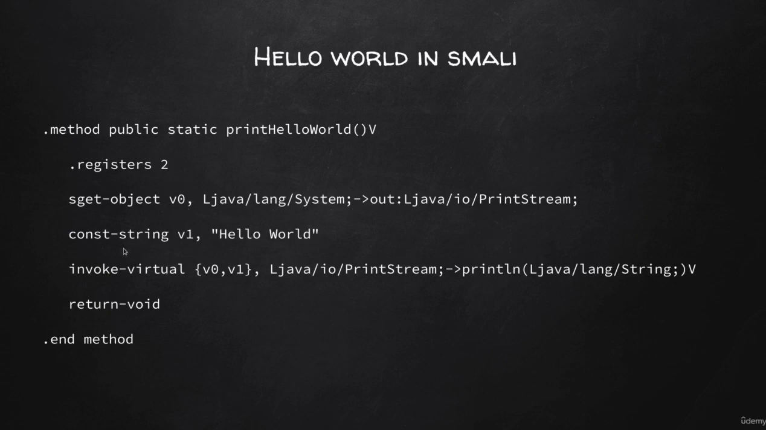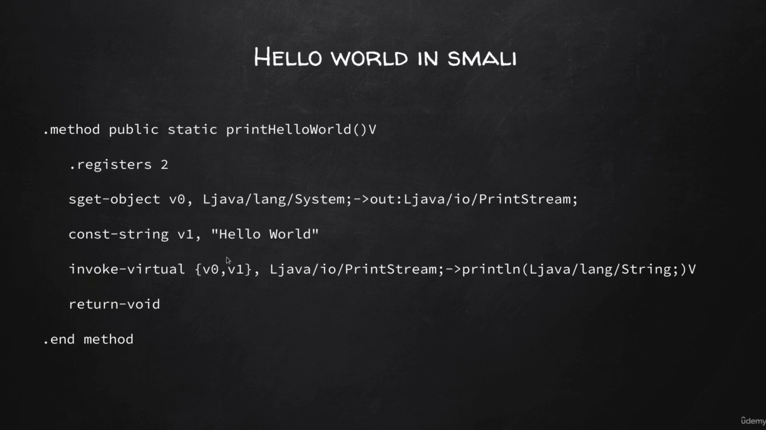In this line we have a constant string, so we have used the instruction const-string, and we are storing the hello world string in v1. So this v1 is our second register. Now to call a method, we use the invoke instruction. So as you can see, invoke-virtual.